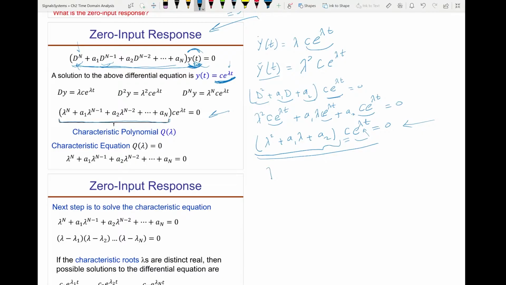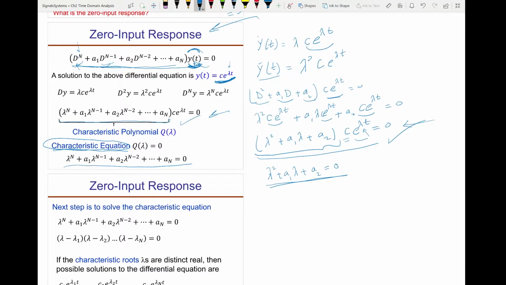So that means when lambda squared plus a1 lambda plus a2 equals 0, then we solve this second order differential equation. Or lambda n, this one, to solve the general n order differential equations. Now this, we call it the characteristic equation, which is here. And the next step is, how do we solve this characteristic equation to find the possible values for lambda?